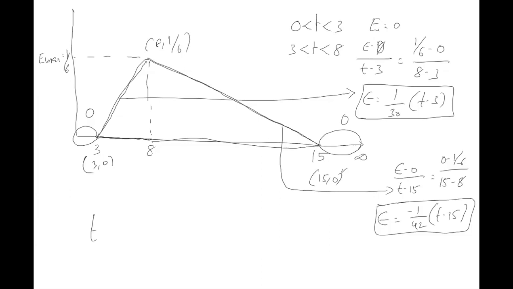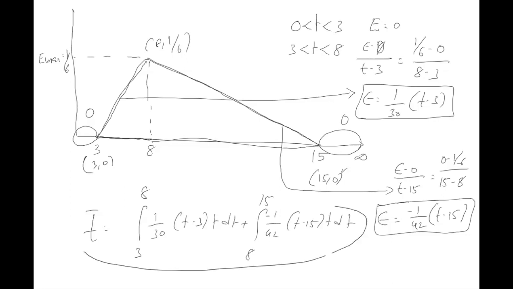Now what is t bar? It is the integral from 0 to 3 ..., 3 to 8, 1 by 30 into (t minus 3) into t into dt, plus 8 to 15, minus 1 by 42 into ... So what is t bar here is, if we solve this one, we will get the answer.